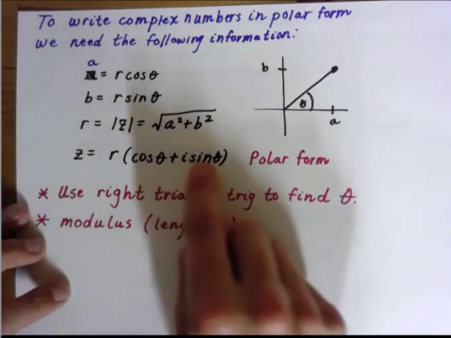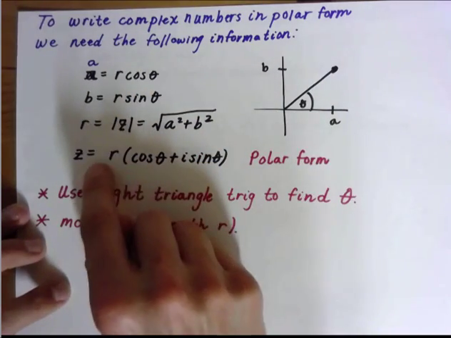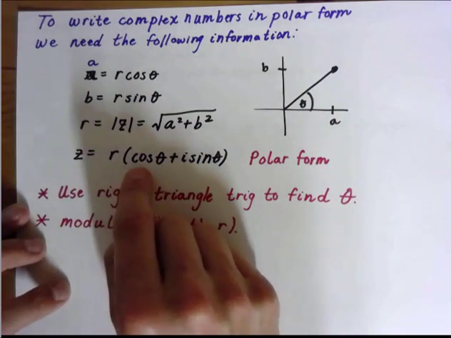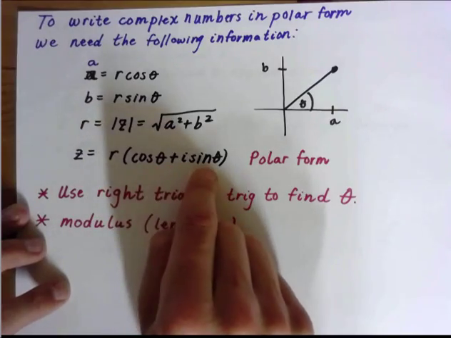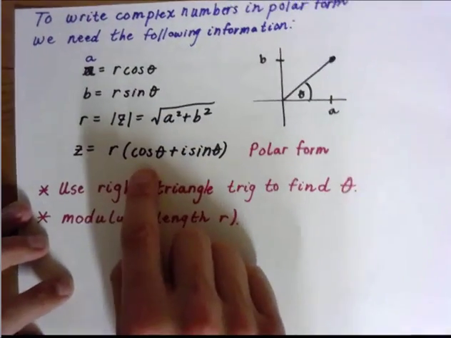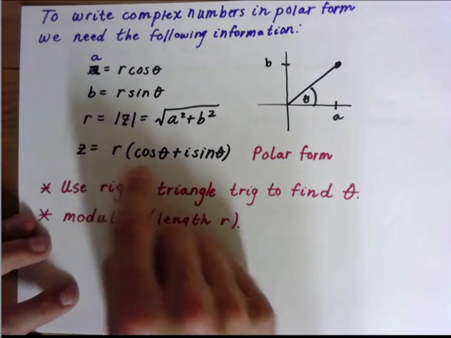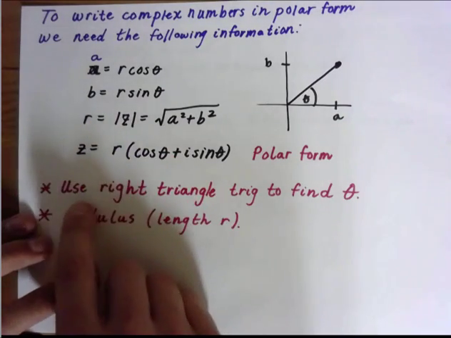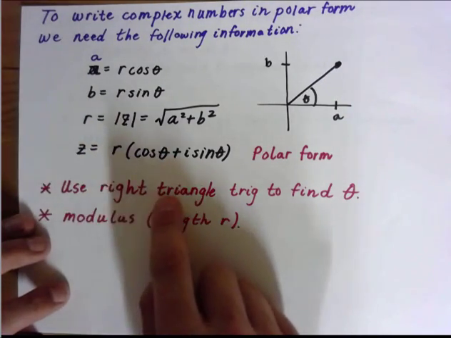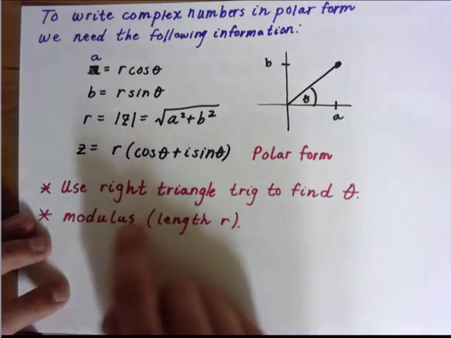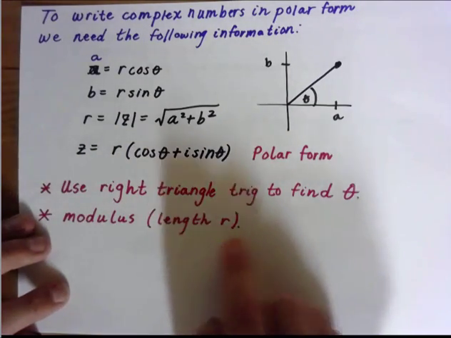So here's the polar form right here. It's just going to equal r times the quantity cosine theta plus i times sine theta. So the things that we need to make sure we have are r and theta for this. To find theta, most of the time we're going to use right triangle trig.